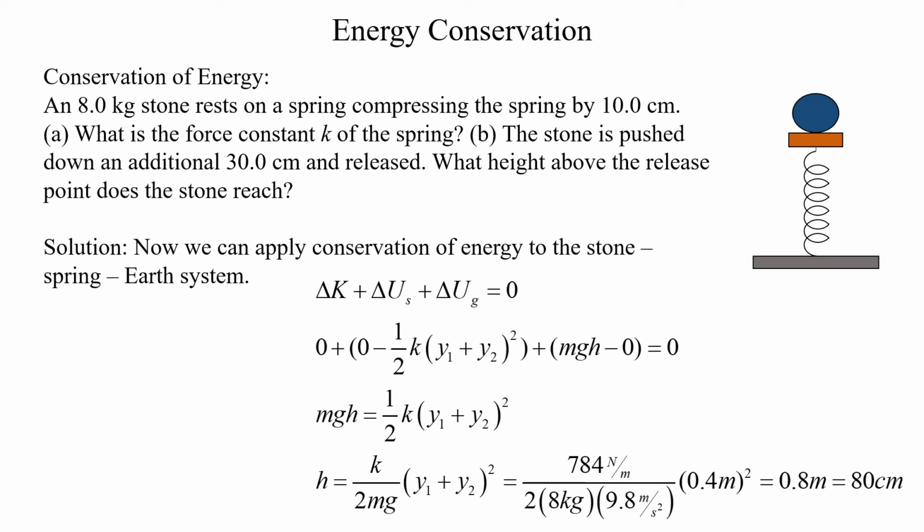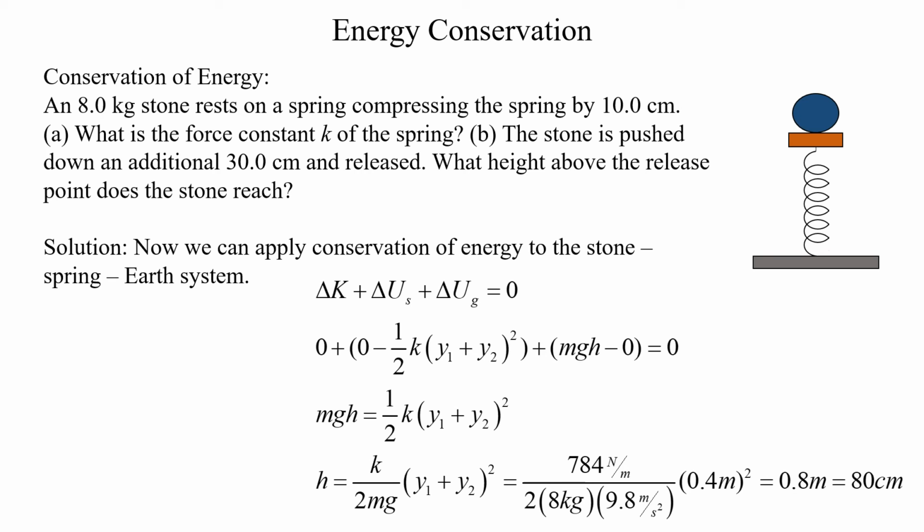So the spring potential energy is going to be decreased by 1/2 K times the total distance it's compressed squared, which is y1, the 10 centimeters, plus y2, the additional 30 centimeters. The gravitational potential energy is going to increase by mgh. And we'll just say the initial is 0. So I have mgh equals 1/2 K times the quantity y1 plus y2 squared, where again, y1 was the 10 centimeters and y2 is the additional 30 centimeters.